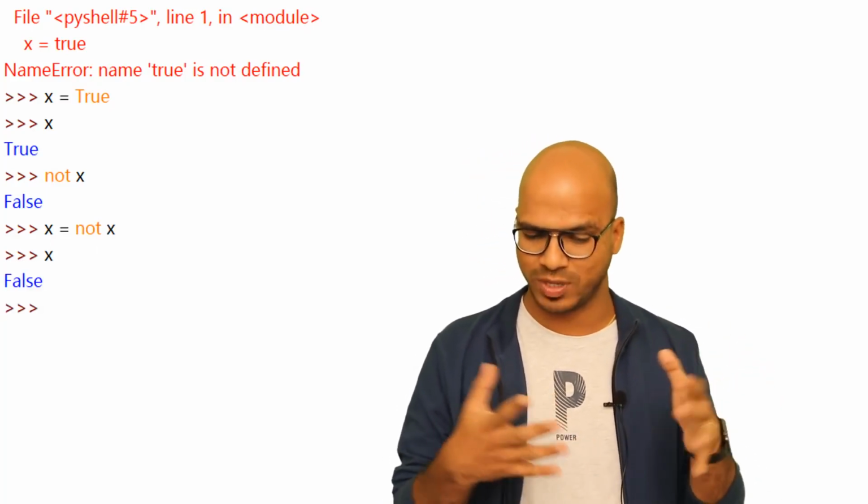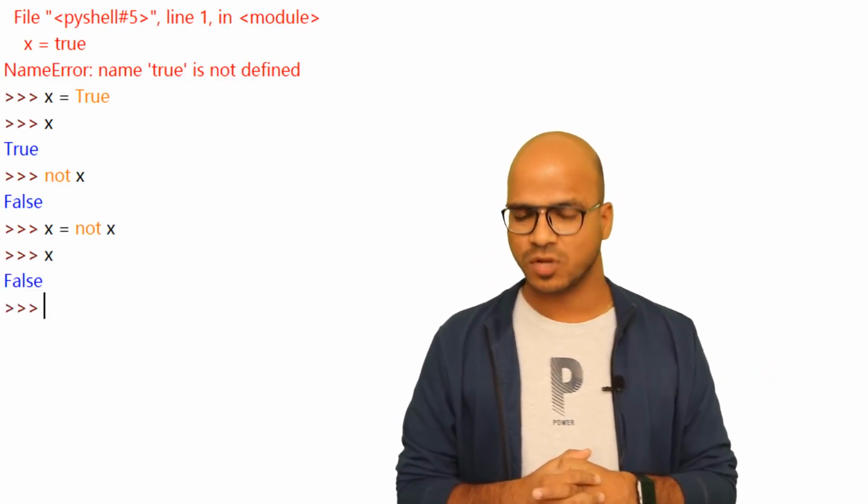In fact, you can say x equal to not x. Now the value of x is false. Initially the value of x was true, now you are making it false. So that's how you can use not.